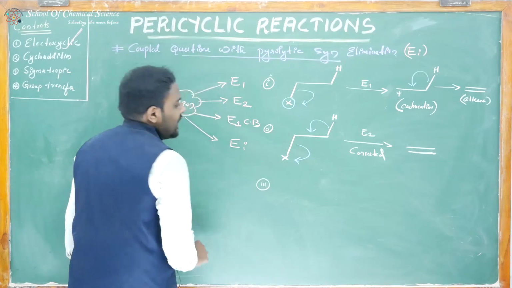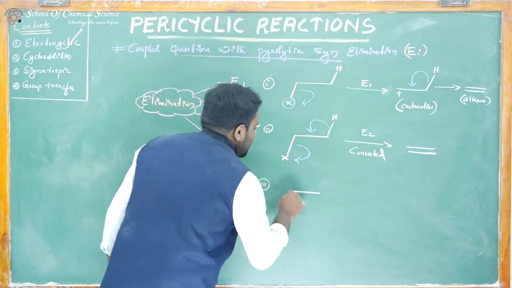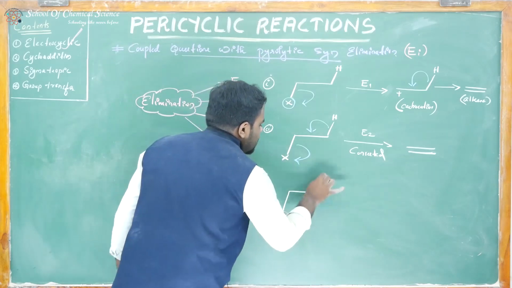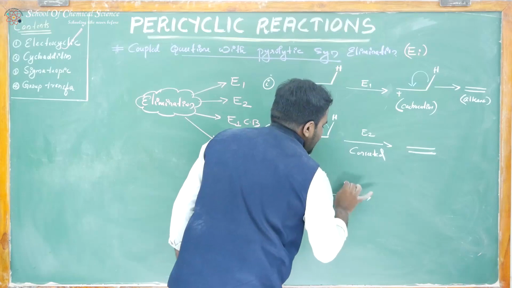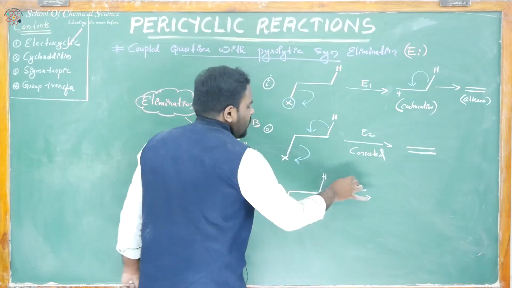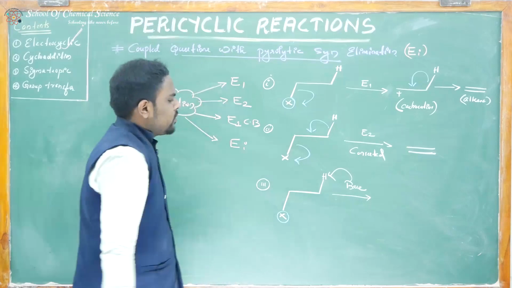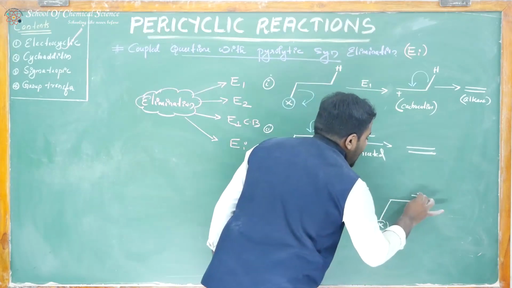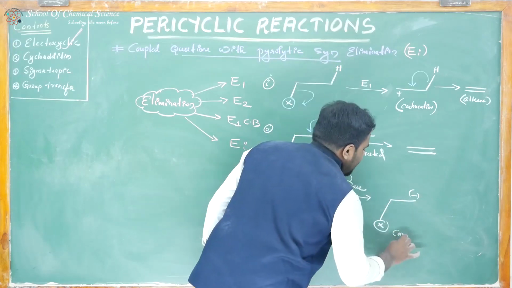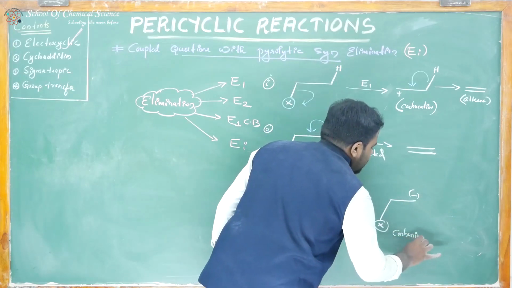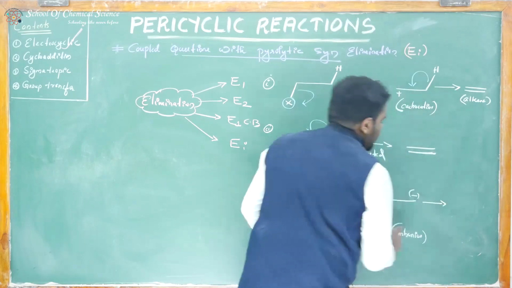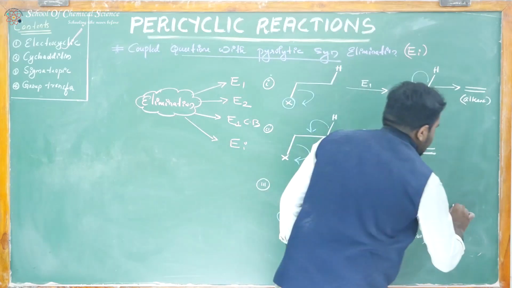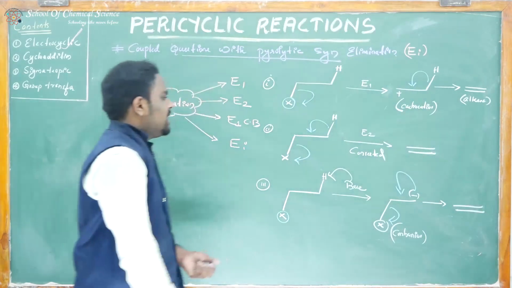Third one, E1CB. In E1CB elimination, here X is the leaving group and here a hydrogen is present. In the first step, a base abstracts a proton to form a carbanion. Instead of a carbocation, a carbanion is formed. In the next step, this negative charge will make a pi bond here, and this leaving group is eliminated. So that is E1CB.